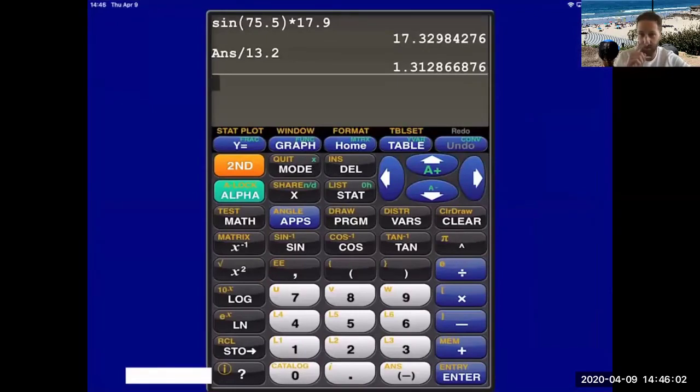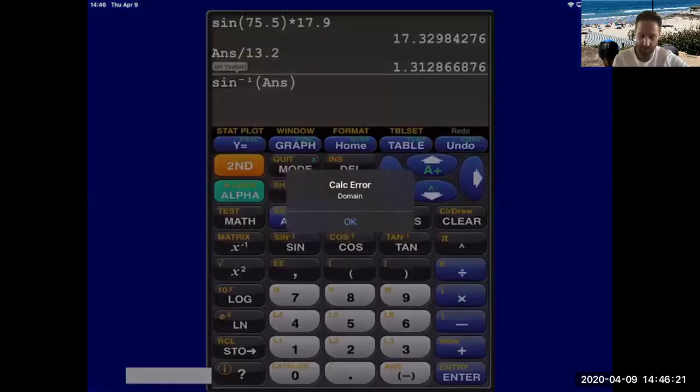Now, I know that a lot of you guys aren't going to know what to do here. You're not going to recognize it, but you may know to just plug it into your calculator by doing the inverse sine of whatever we had as our answer. So I'm going to hit second and answer. And when I hit equals, you're going to notice I get a calculator domain error.